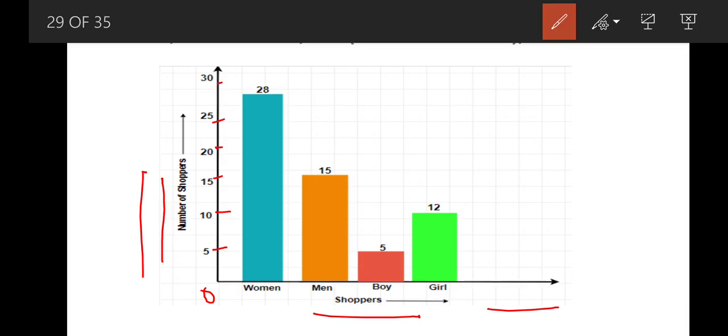So 28 women visited. So I have shown it like this, 28. Men were 15, so I have shown like this, 15. Boys were 5, so I have shown that. Girls were 12, so this point is 10, so it will be 12. I have shown it here.